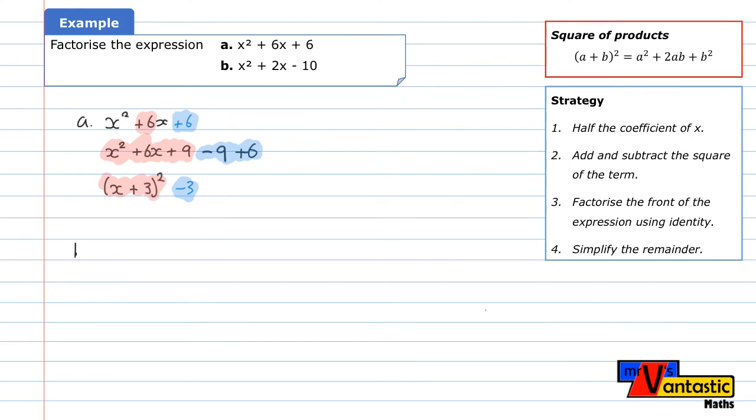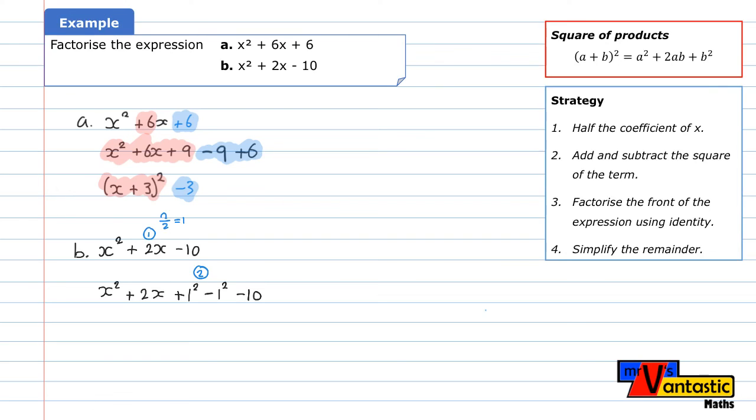We'll do this again, and this time we'll go a bit quicker. Our second expression is x squared plus 2x minus 10. The first thing we're going to do is look at this b term and halve it. So half of 2, 2 divided by 2, is 1. And so we're going to expand this expression to become x squared plus 2x plus 1 squared minus 1 squared minus 10. That's our second step. We're adding 1 squared and we're taking away 1 squared.